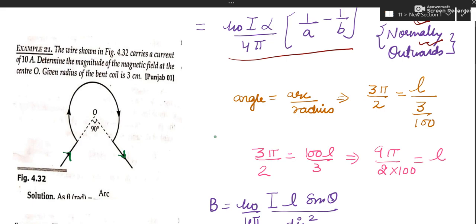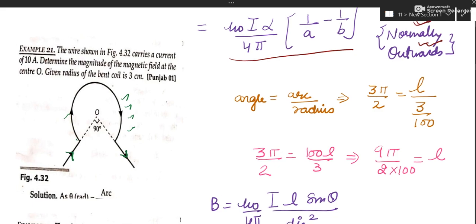Now what is left is the circular loop, whichever portion. So we'll find it again by using the Biot-Savart law. If it is not a complete loop, we will not use the formula. For a complete loop, we have the formula mu naught I by 2r. For semicircular, we'll take half of that. But if such curves are given, then we will use Biot-Savart's law. So let us use Biot-Savart's law.